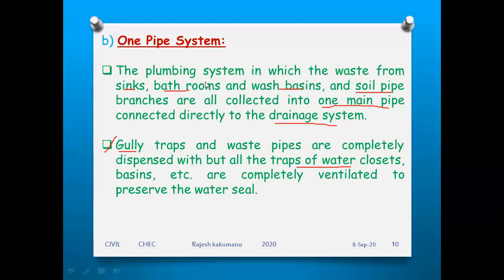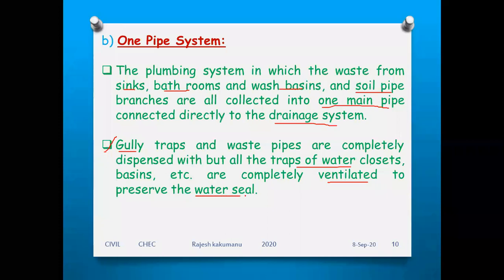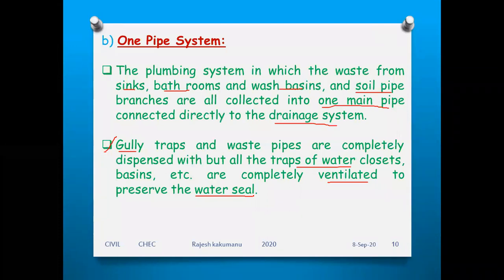The gully traps and the waste pipes are completely dispensed, but all the traps of waste water closets, basins, etc. are completely ventilated to preserve the water seal. So here all the human excreta waste pipes are dispensed along with the wash basins, bathtubs, etc. are completely ventilated to preserve the water seal. The water seal should be at a level. So in order to maintain the water seal, other things are completely ventilated towards the atmosphere.